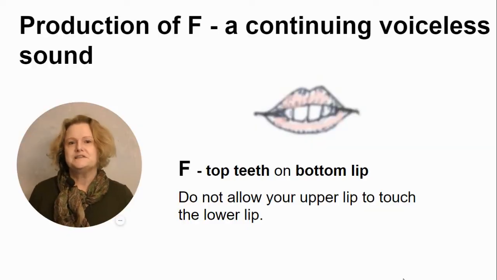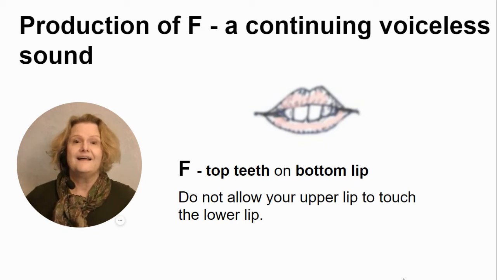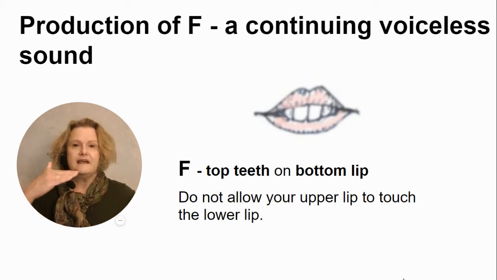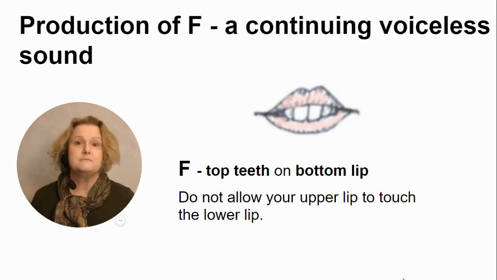So when you produce an F, which is a continuing voiceless sound, you do not use your vocal cords. Your top teeth are going to rest gently on your lower lip and let air through a little bit. And make sure your top lip does not come down to meet your lower lip.